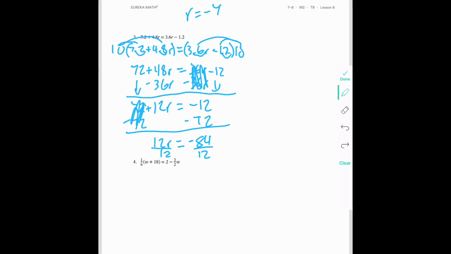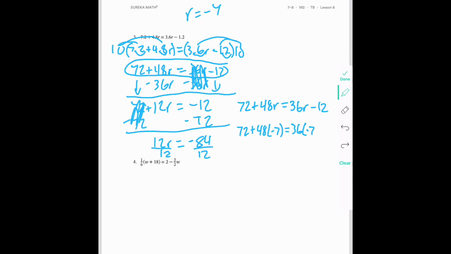Okay, so now we can check our answer by using the equation we had right here, which was 72 plus 48R equals 36R minus 12, but we're going to sub in negative 7 for R, so that'd be 72 plus 48 times negative 7 equals 36 times negative 7 minus 12. So once again, we do all have calculators on our desk.